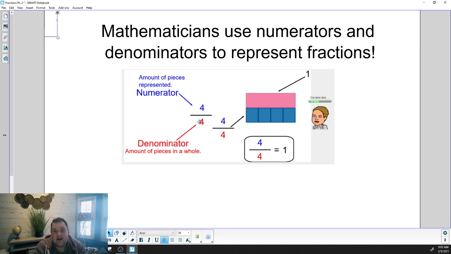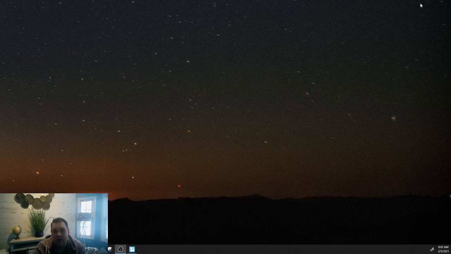So we've got 4/4. That's represented in this picture over here. The pink bar here is one whole. And then there are 4 pieces, so that's the numerator, and it takes 4 pieces to be one whole. So let's keep that in mind as we practice together today in our small group.